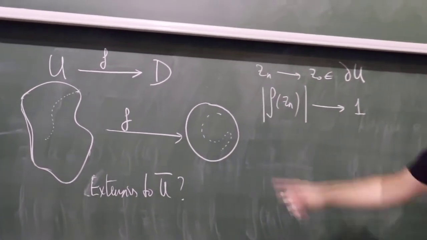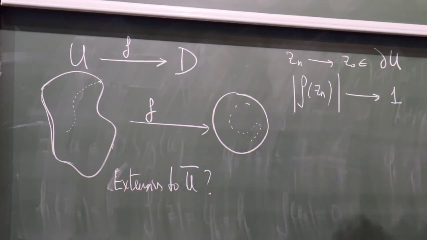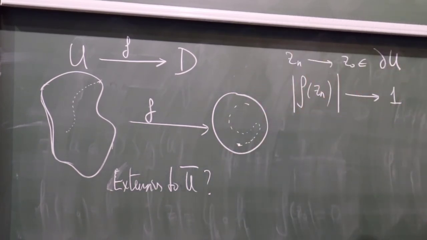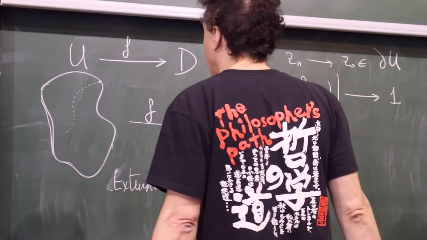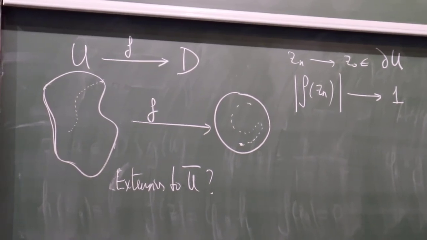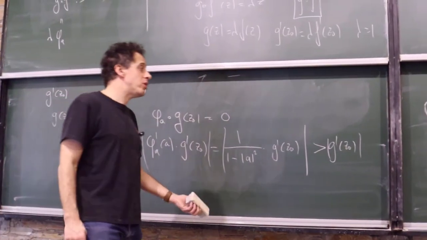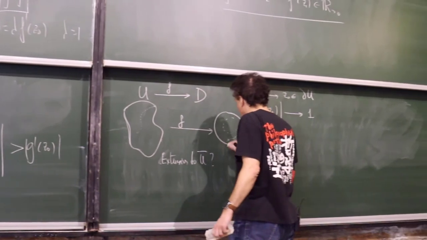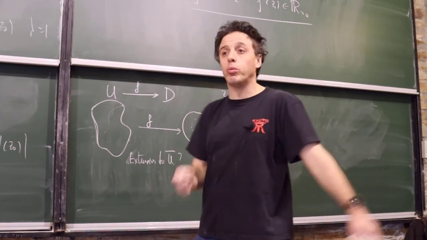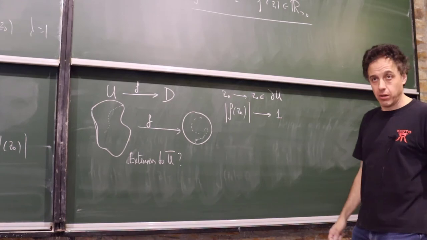Why is this true? This sequence perhaps does not converge, but there is always a convergent subsequence. If this subsequence converges to a point in the interior, you will have a contradiction with the maximum modulus theorem, etc. The function would need to be a constant, so it is not going to be possible. So necessarily this limit must be a point on the boundary. I don't want to be too precise on these statements, but the modulus must always tend to one.